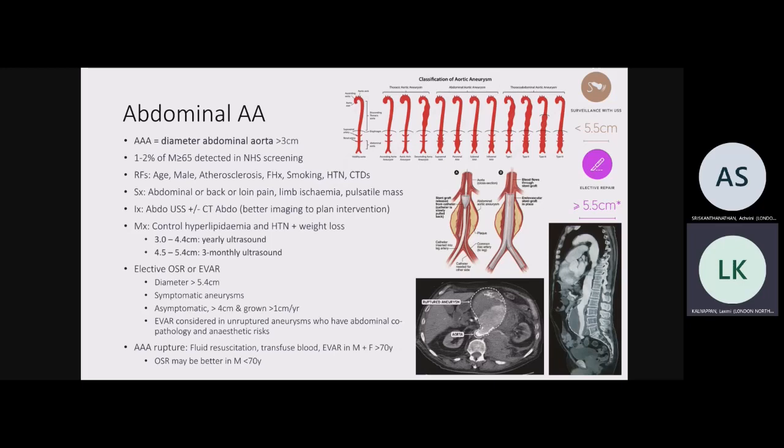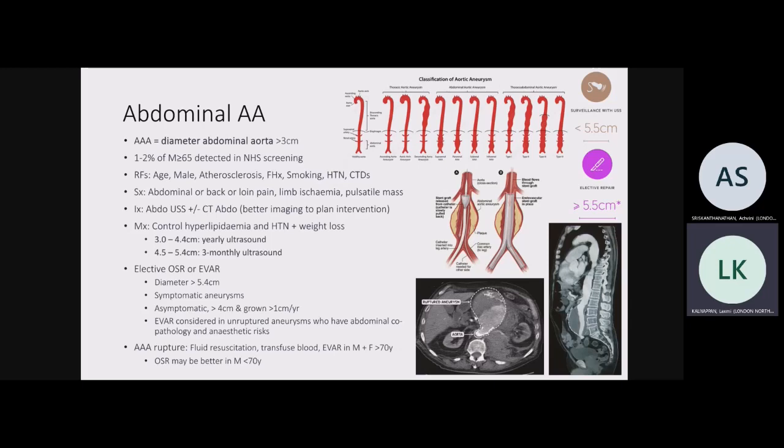The criteria for getting elective open surgical repair, which is OSR, or endovascular aneurysm repair, I've listed below. Essentially, it's when they've hit a certain number in diameter, or the fact that the aneurysm is growing faster than we would like. And the risk of AAA is essentially AAA rupture.